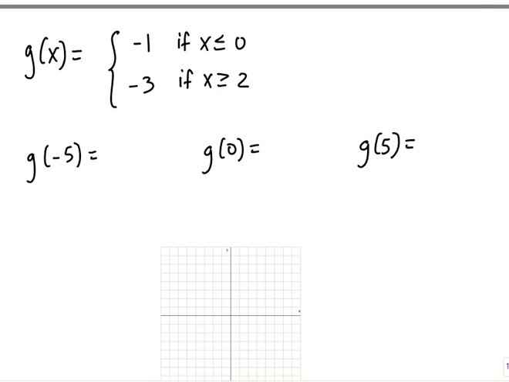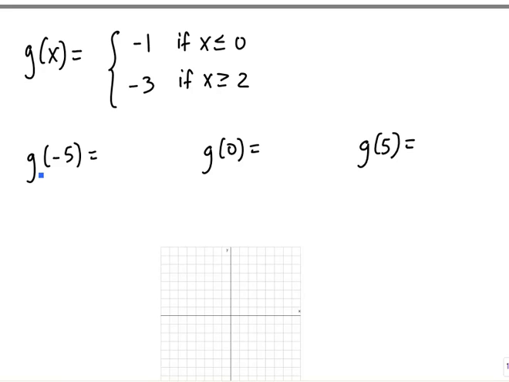Alright, this function, g of x. g of x is -1 if x is less than or equal to 0, and g of x is -3 if x is greater than or equal to 2. Okay, so the first thing we're going to do is evaluate some function values. Just get practice using this function.